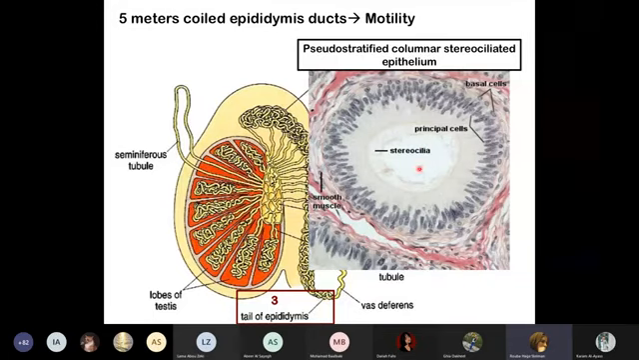So again, there is a smooth muscle layer, and then a pseudostratified columnar stereociliated epithelium made of two types of cells. The principal cells, which are the columnar cells that have stereocilia, and the basal cells that are toward the basement membrane. Because of the contraction of this smooth muscle layer, the sperm can move by peristaltic contraction, and they will reach, as I mentioned, the tail, where they will be stored.